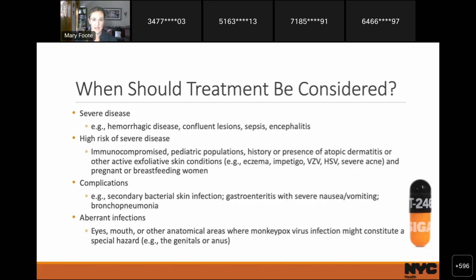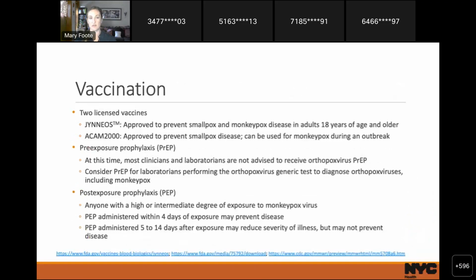Next slide. In terms of treatment, Tecovirimat, as it is FDA approved, does have a very good safety profile. It is a mild cytochrome P450 inducer, I believe. So there are some considerations, but generally it's been safe and very well tolerated with a good safety profile.